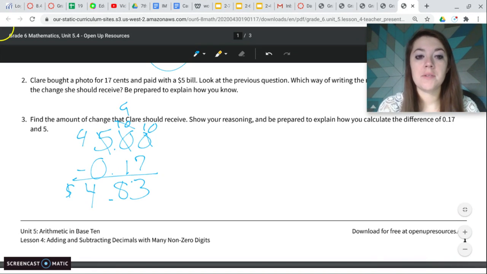So remember, when you're subtracting, sometimes you might have to borrow in order to subtract. You can never do 0 minus 7. We're not dealing with negative numbers. So that means you have to borrow in order to solve your problem. Alrighty?